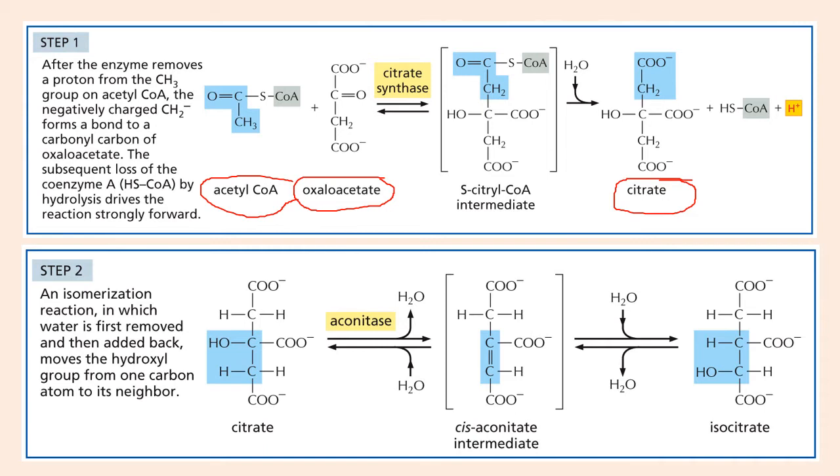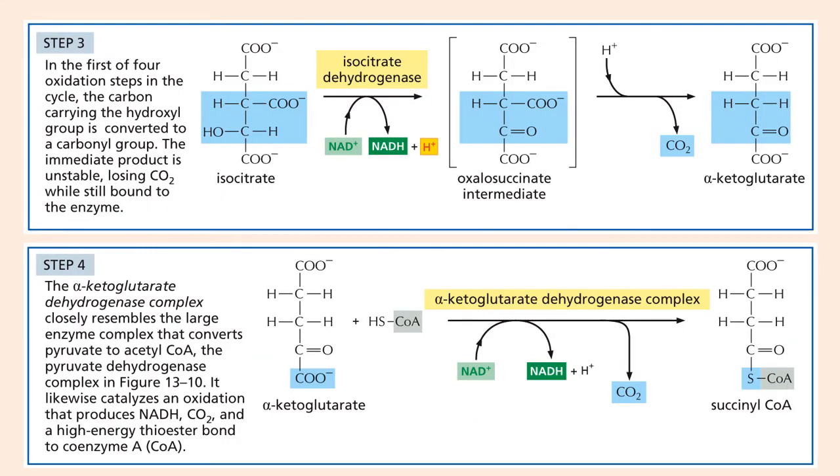So you can see for step 1 in the conversion from acetyl-CoA into the citrate, we're going to use our citrate synthase enzyme. And as you enter into step 2, we see that it's more of an isomerization reaction. So the water that was removed is going to be added back, and then it's going to allow the movement of the hydroxyl group. And in order to accommodate that, we're going to take a look at the aconitase enzyme. Moving into step 3, where we're going to have our isocitrate dehydrogenase.